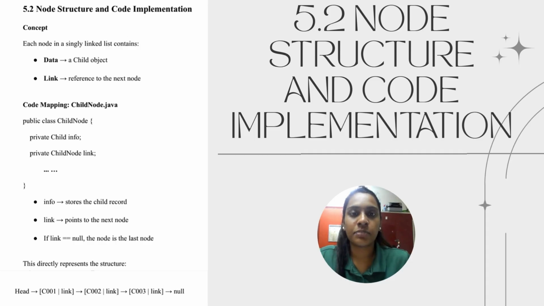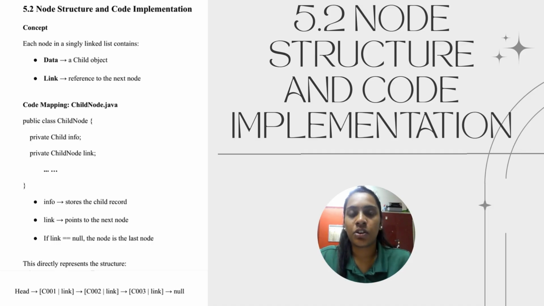So today I'm going to explain about the core data structure behind our system. Let's begin with section 5.2, node structure and code implementation. So the concept is that each node in the singly linked list contains two parts, data and link. Data is a child object which stores ID, name, age, pairwise level, and donation. The link is a reference to the next node.